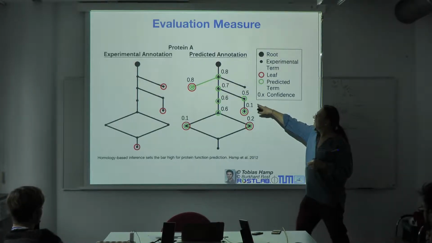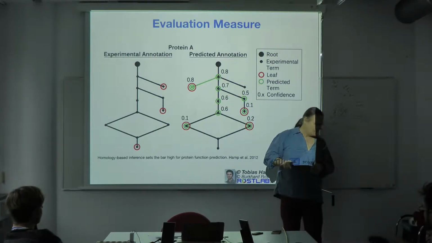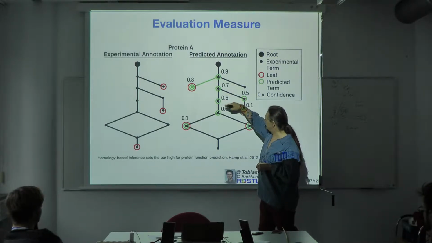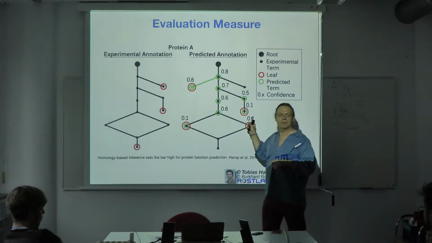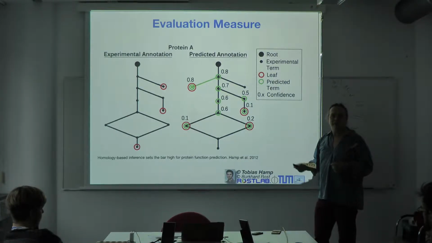So counting the green ones here, this is wrong, this is wrong, this is wrong, this is right, this is right, right? And recall would be, if I cut my tree here, I would miss those 3, right? Since we have 4 in this particular case, I would have 1 in 4 in recall.